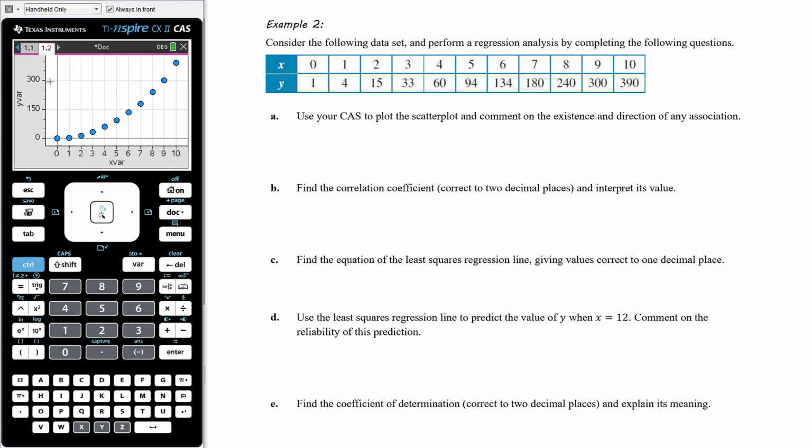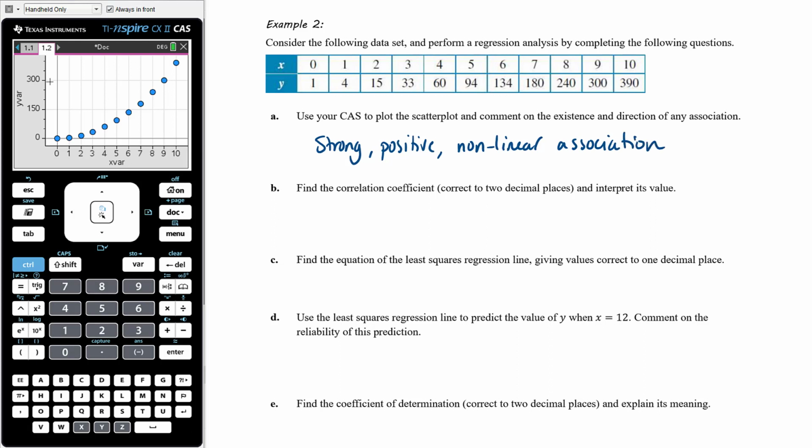We want to comment on the existence and direction of any association. Okay, I would say there is a fairly strong association there. The data falls into a line, however it's a non-linear association, okay, and there is positive direction here. Okay, so I would say we have a strong, positive, non-linear association.